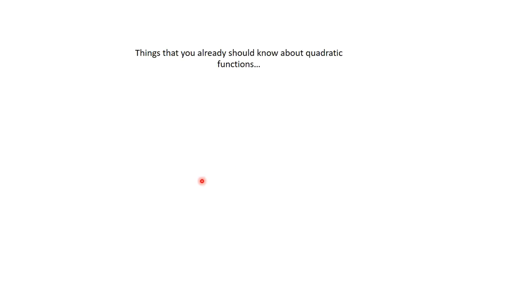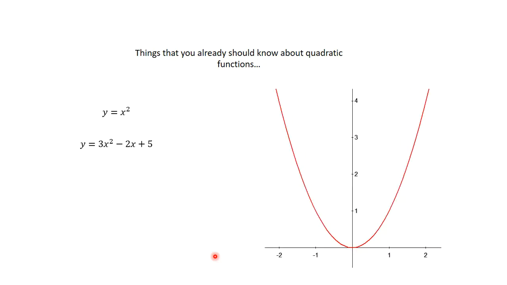And so there are some things you should already know about quadratic functions. First of all, y equals x squared would be the basic equation. It's actually the parent function for a quadratic. You should know that it can be more than that. So something like y equals 3x squared minus 2x plus 5 is a quadratic because it has that x squared in it. You can know about the graph. It forms this curvy shape, which is called a parabola.